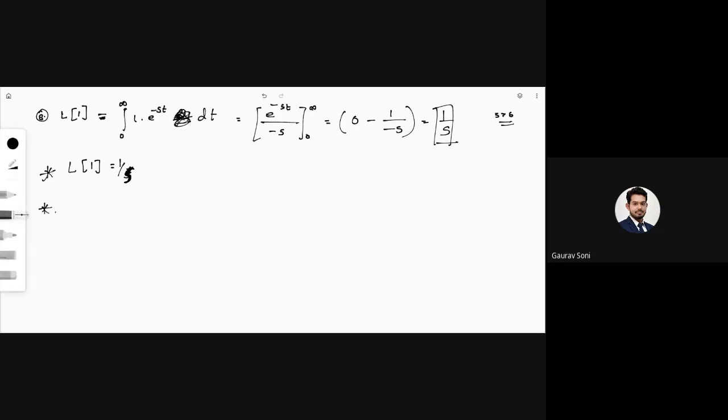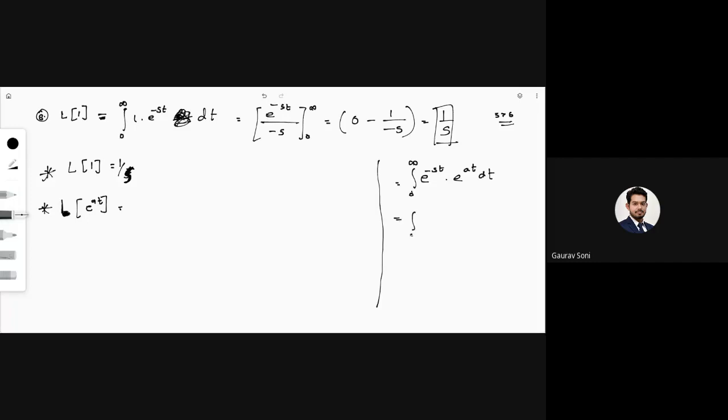Next, Laplace transform of the function e to the power at. I will solve it here on the right hand side. Laplace transform of e to the power at will be integration 0 to infinity e to the power minus s into t, f of t is e to the power a into t, dt.